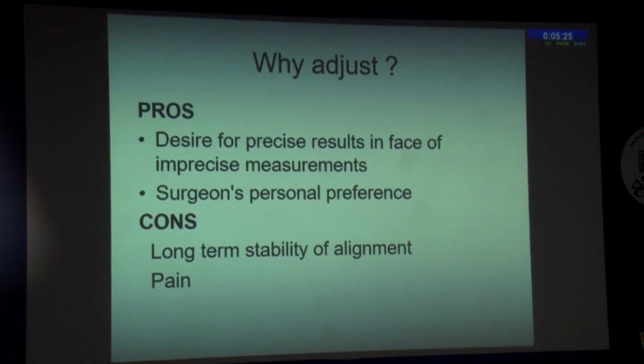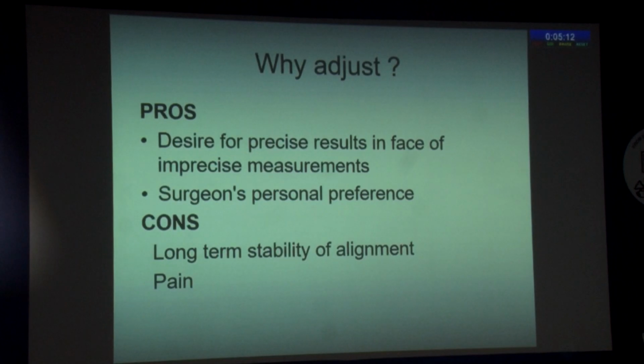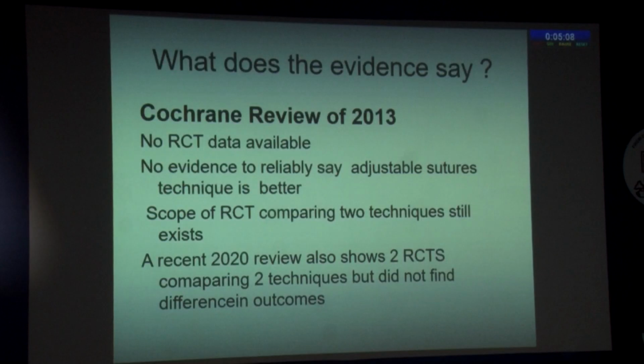What are the cons? Long-term stability of alignment is still a bit suspect. And yes, the patient has to go into the theater or has to have the procedure a second time. In children, it becomes difficult. It requires a second anesthesia or at least a propofol. So that becomes a little bit of a problem in children.